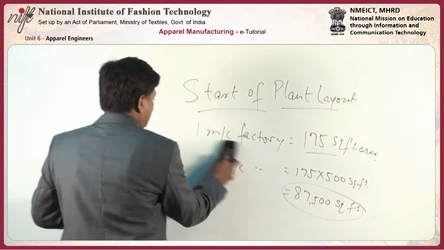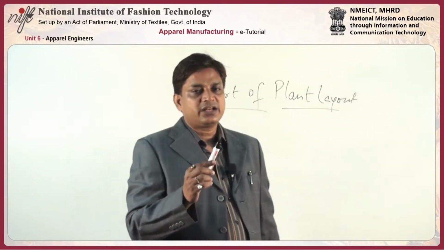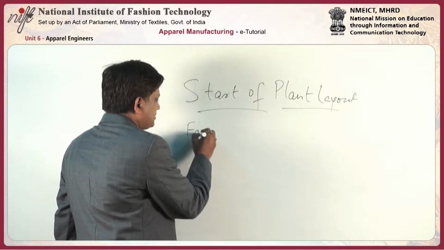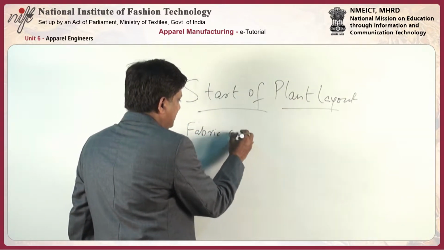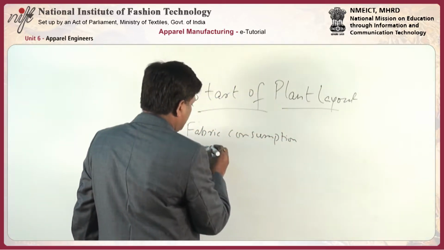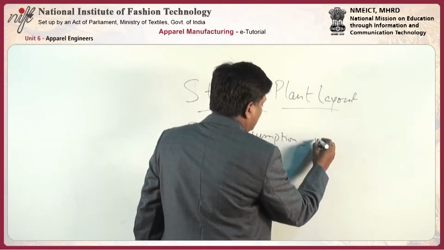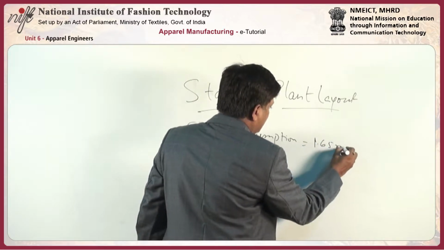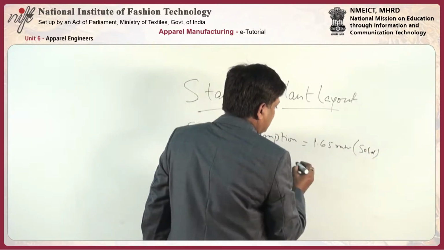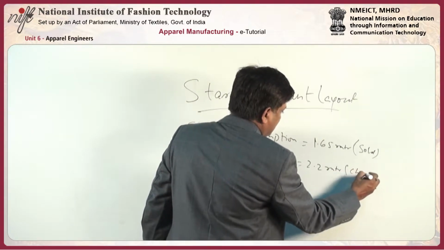Here we have taken the calculation of the fabric requirement, using fabric consumption per garment. 1.65 meters per garment is for solid fabric, and 2.2 meters is for checks fabric.